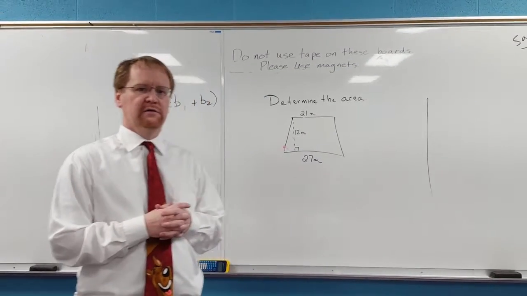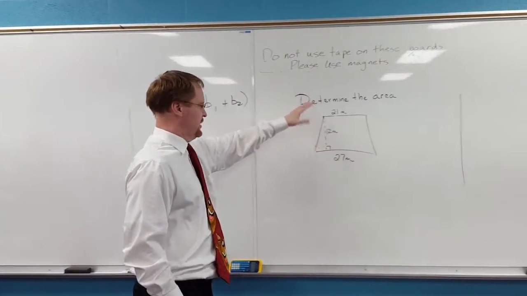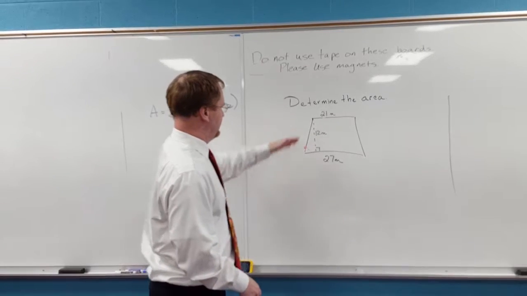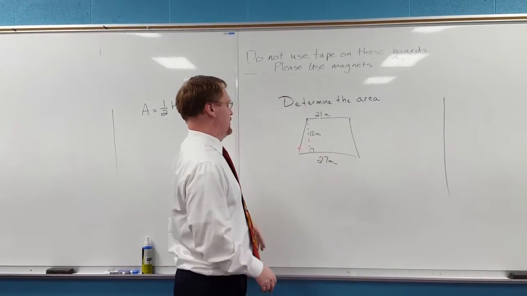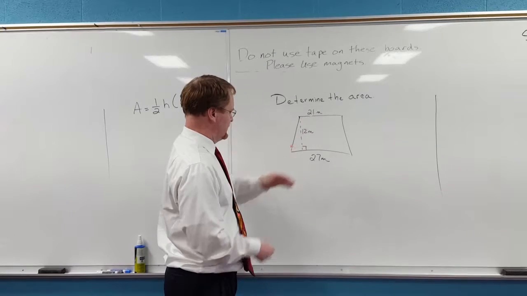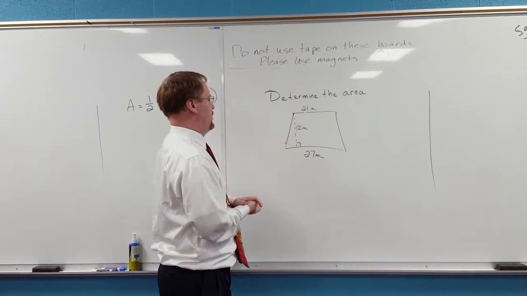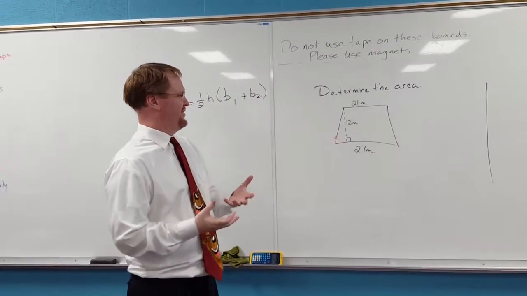Look at finding the area of this figure. Determine the area. We have a trapezoid, we have a base and another base. Those are the two parallel sides. And then we have this dotted dash line that makes a right angle. We're going to call that the height. And we want to kind of understand that.